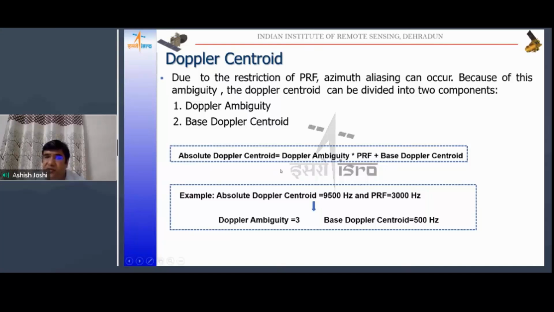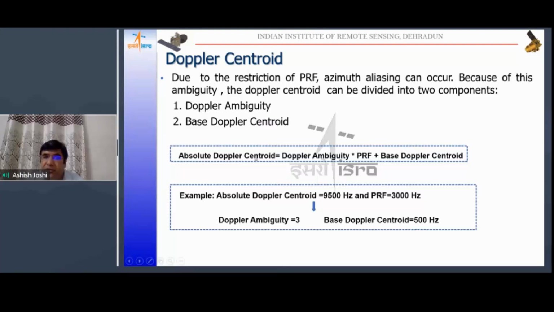The formula is: absolute Doppler centroid equals Doppler ambiguity times PRF, plus the base Doppler centroid. Here the PRF is 3,000 and the absolute Doppler centroid is 9,500. So the Doppler ambiguity will be 3, meaning 3 times 3,000, which is 9,000, plus the base Doppler of 500 Hertz. This is called the base Doppler centroid, and this is called the Doppler ambiguity, meaning how many times it is folding over. So it is folding 3 times.